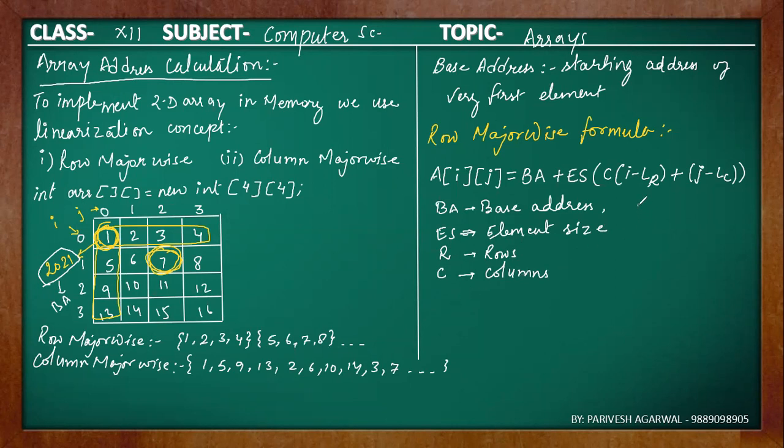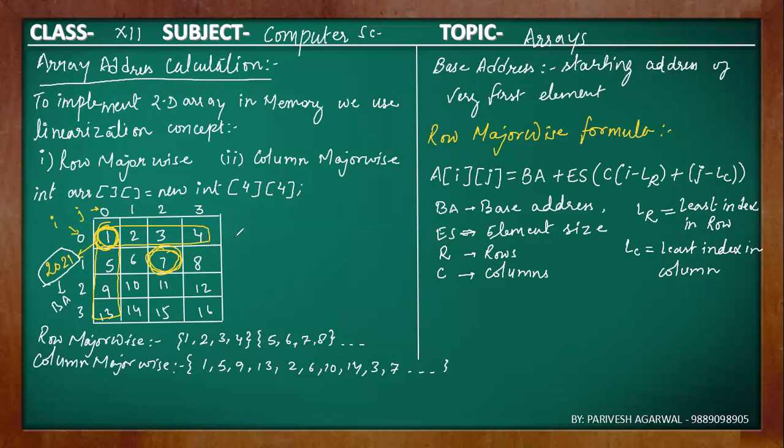If I talk about LR and LC, LR means the least index in row, or the starting or first index. In the same way, LC is the least index in column, or the first column, which will be termed as your least index.